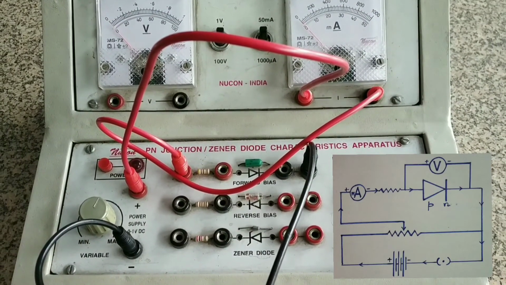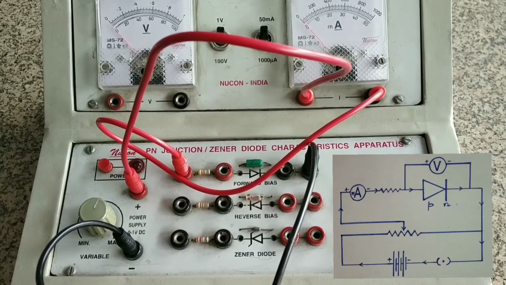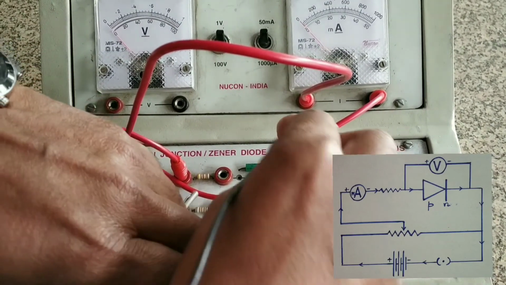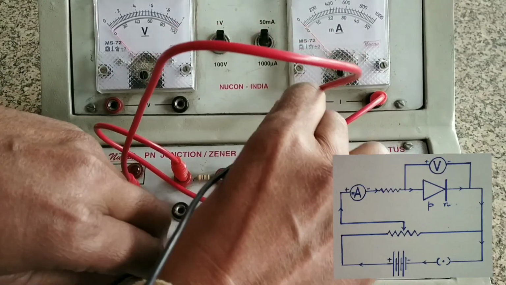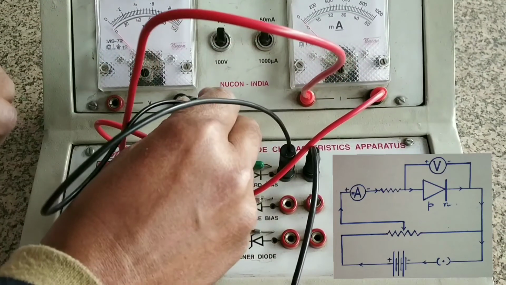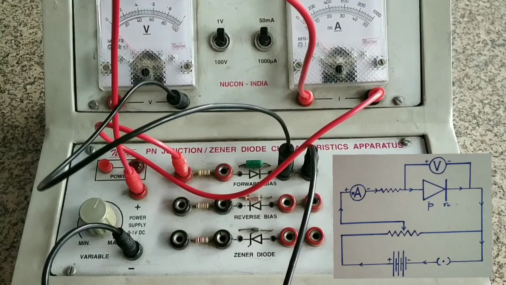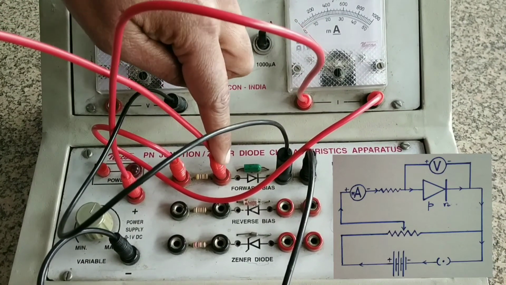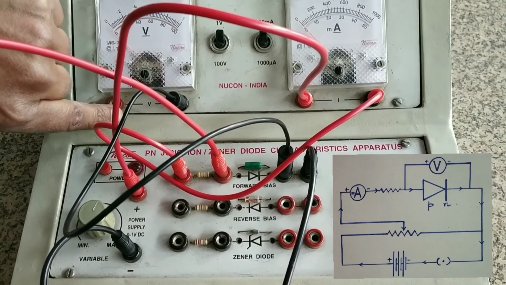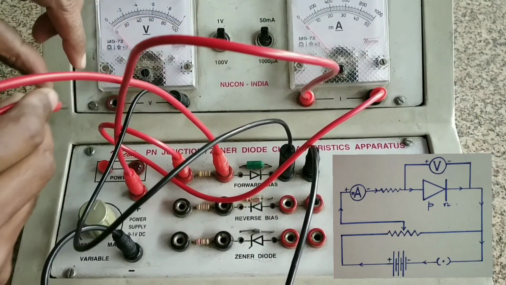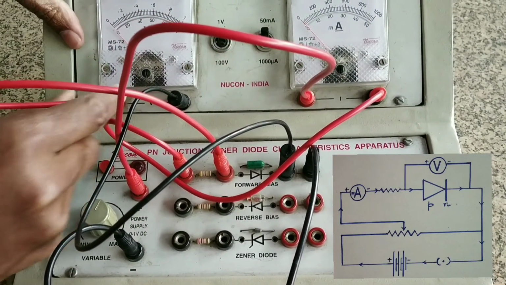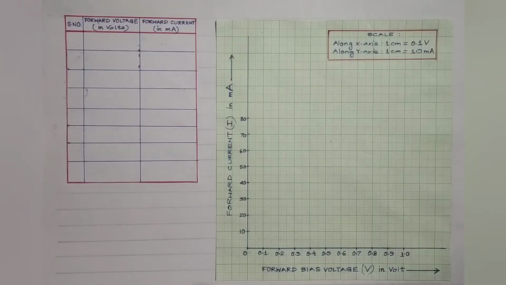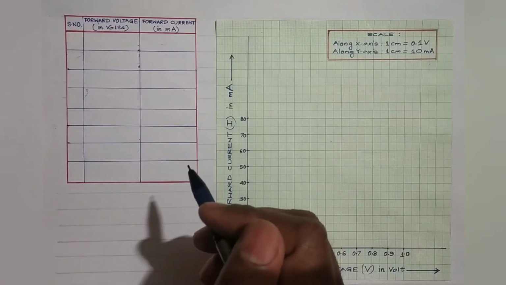So this completes the outer circuit. Now the voltmeter is to be connected across the diode. For that, the N section of the diode is to be connected to the negative terminal of the voltmeter, and the P section of the junction diode is to be connected to the positive terminal of the voltmeter. So that is how the connection is complete for the forward biasing. Students, we have seen how the connections are made in the actual apparatus, right?